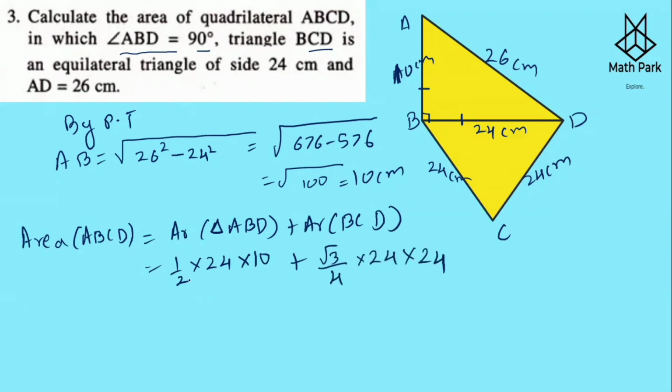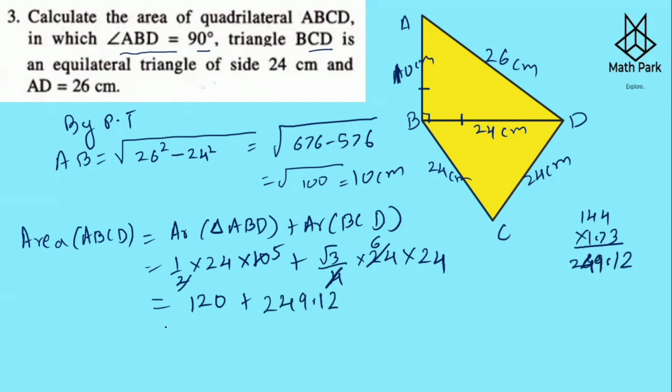So, 24 times 24. 2 5s are 10, 24 times 5, this is 120. 4 6s are 24, 24 into 6 is 144. Root 3 value, we can take 1.73. Multiply this, we get 249.12. 120 plus 249, we get 369.12 square centimeter is the area of this quadrilateral ABCD.